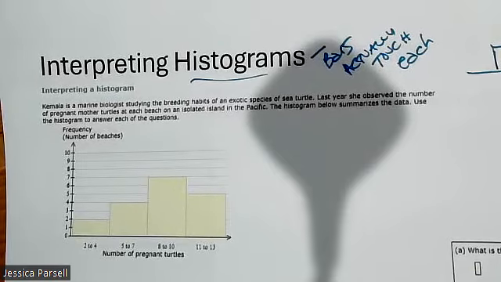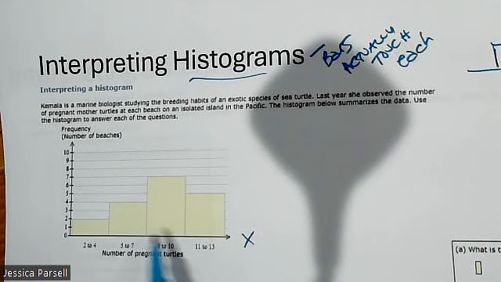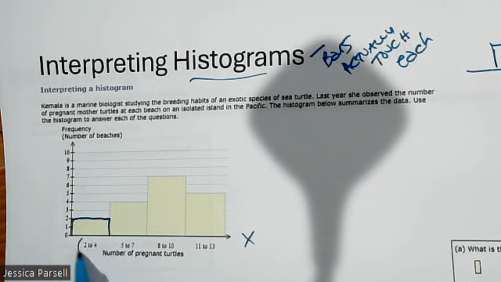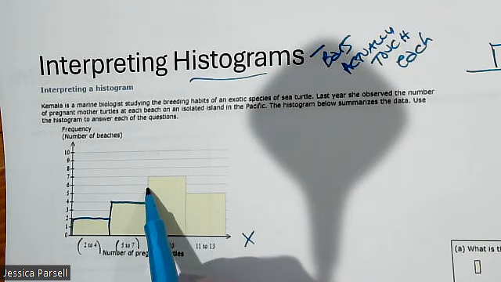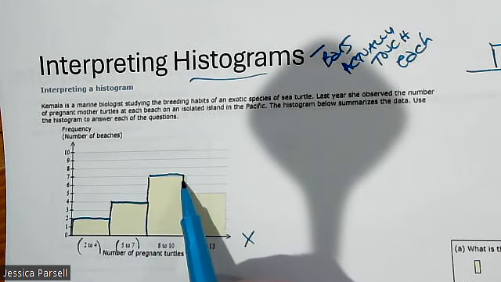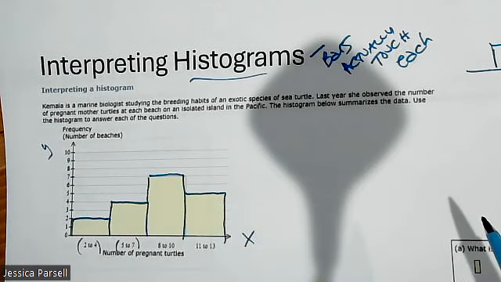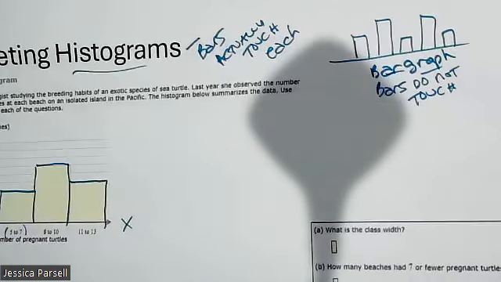Okay, let's take a look at this. Let's break this apart. On our x-axis, we have the number of pregnant turtles, and notice that they are lumped into these categories, these intervals. On the y-axis is the number of beaches that these turtles go to, from 0 all the way up to 10. So we're going to start off with the class width.